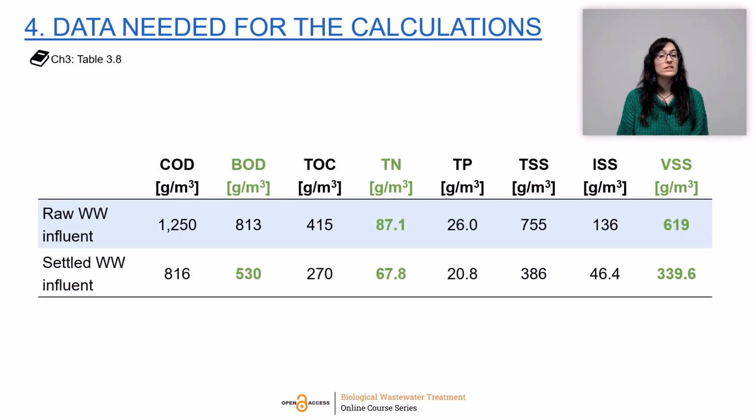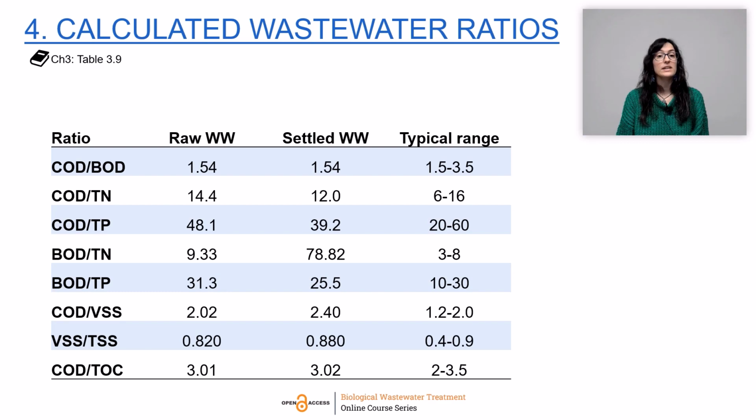After doing all of these calculations, now we know the concentrations of all the parameters that are needed to calculate the different ratios. And here you can see the results of the calculations for both raw and settled wastewater. And you can also see here as well what are the typical ranges for each ratio. So let's take a look at the values now.